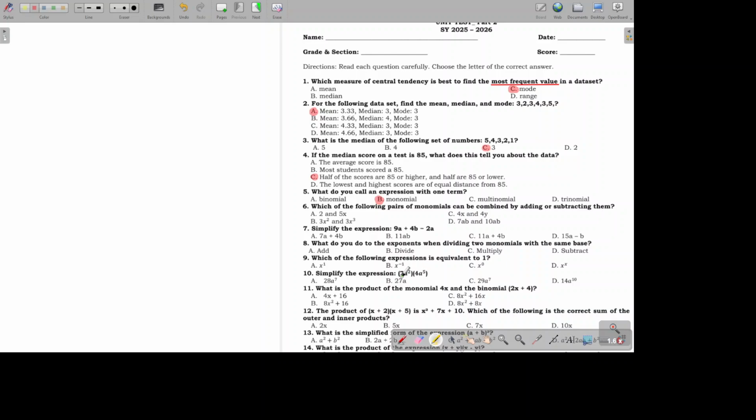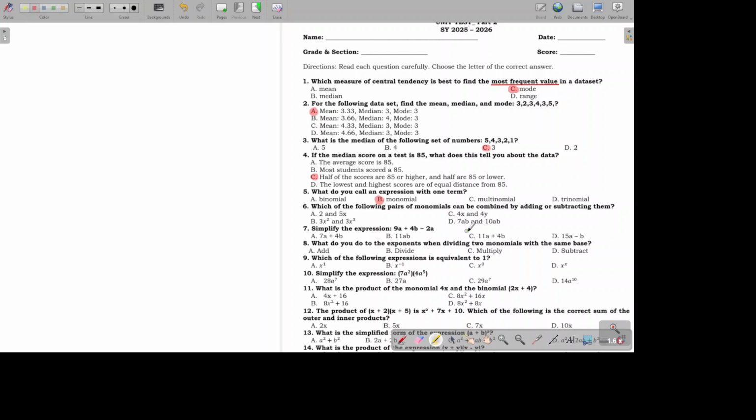Number 6. Which of the following pairs of monomials can be combined by adding or subtracting them? Again, this is about combining like terms. We can only combine terms which have the same variable and the same exponent on those variables. So 2 and 5x cannot be, because one's a constant, one is with x. B, 3x squared and 3x cubed, same variable but different exponents, so we cannot do that as well. 4x and 4y, different variables, we cannot do that with them.